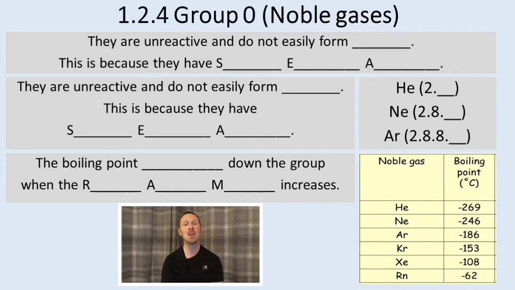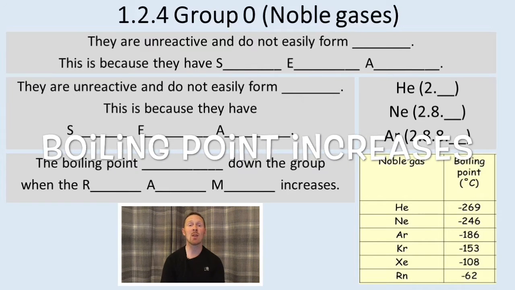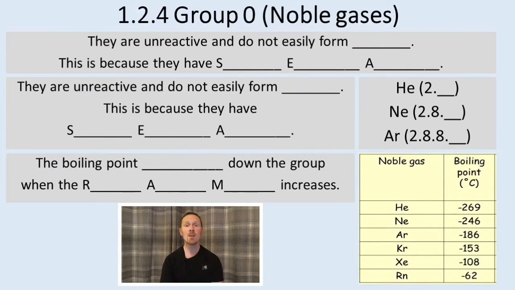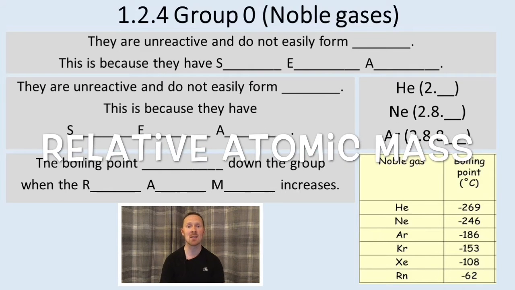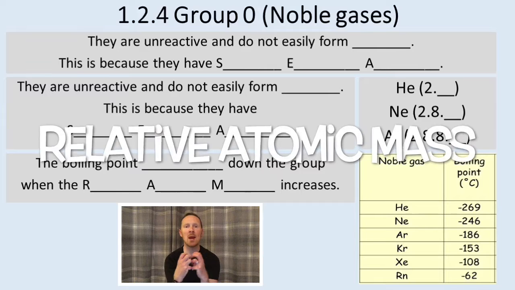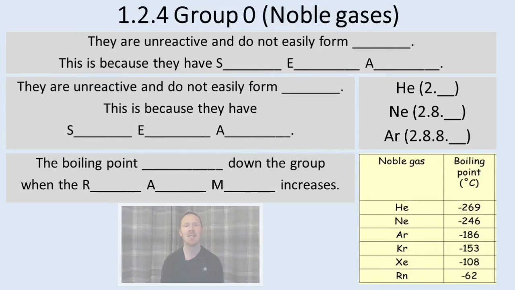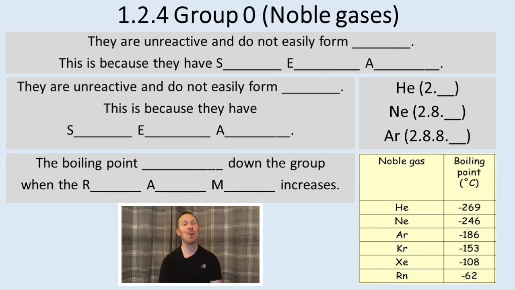Now in terms of the properties, as you go down group 0, the noble gases, what you find is the boiling point increases. So the temperature at which they boil gets higher. The reason for that is when the relative atomic mass increases, there's bigger forces between the atoms that need separating. When we're considering Unit 7, the boiling point of hydrocarbons, you'll know that as the chain length increases, the boiling point increases because the relative atomic mass increases, and there are stronger or more intermolecular forces holding the molecules together. So therefore more energy is required to separate the molecules.